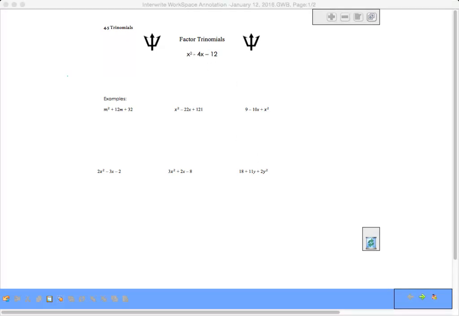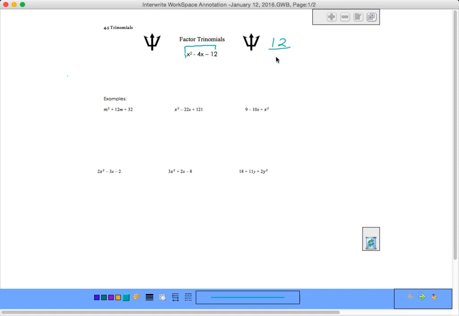You start by multiplying the first and the last number together. Now, if there's not a number here, remember that number is just 1. So I have 1 times 12. We're not going to worry about if it's positive or negative for now. We're just going to list the factors of 12. So 12 is 1 times 12. It's 2 times 6. And it's 3 times 4.